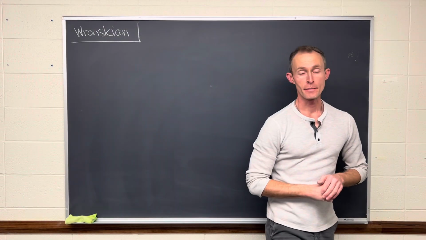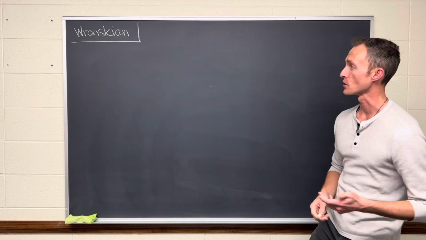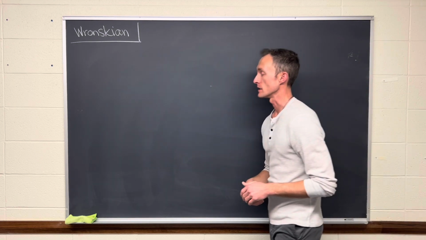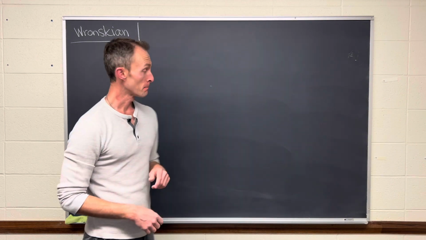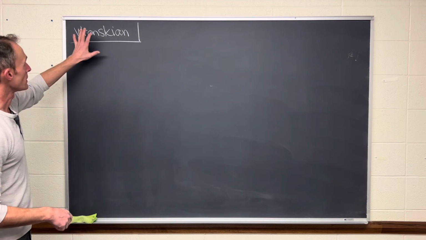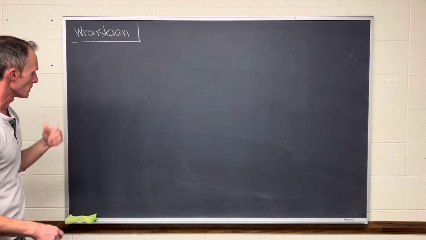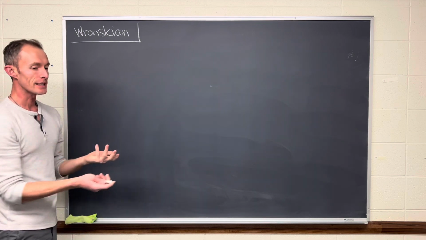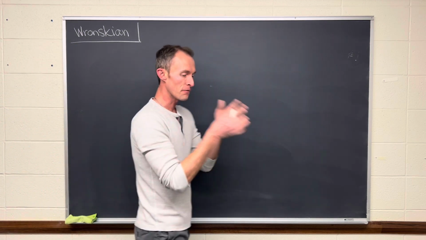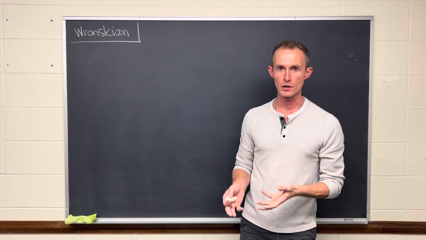All right, here we go. We're talking about the Wronskian, which sounds like a mythological creature. Turns out it's even better than that because it's related to math, right? The Wronskian is named after a Polish mathematician, Wronski, who came up with this idea. The whole idea is basically, how do I determine if functions are linearly independent?